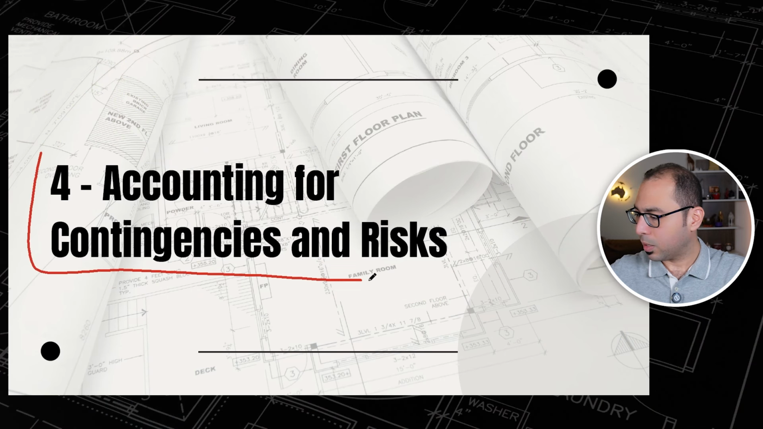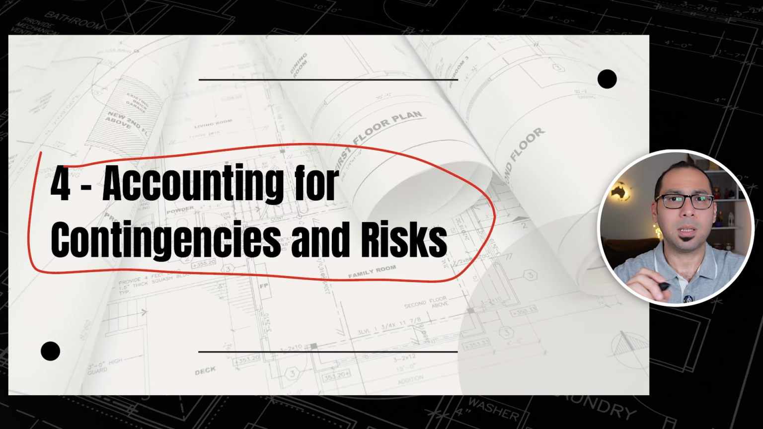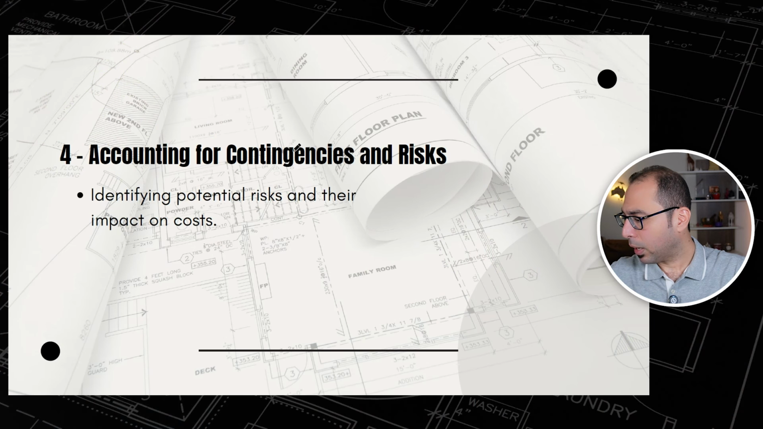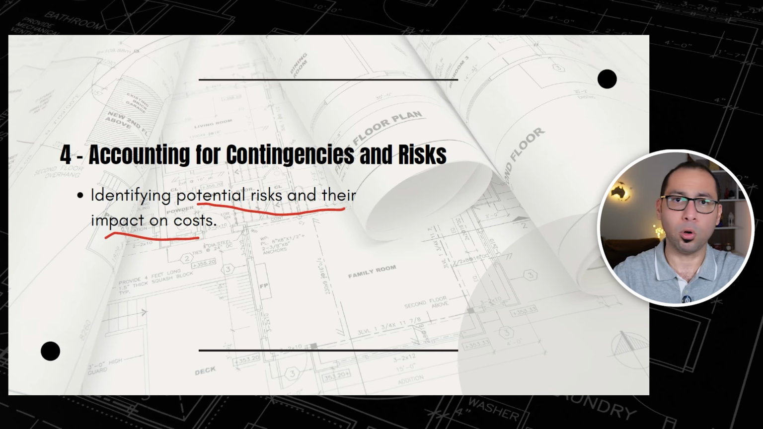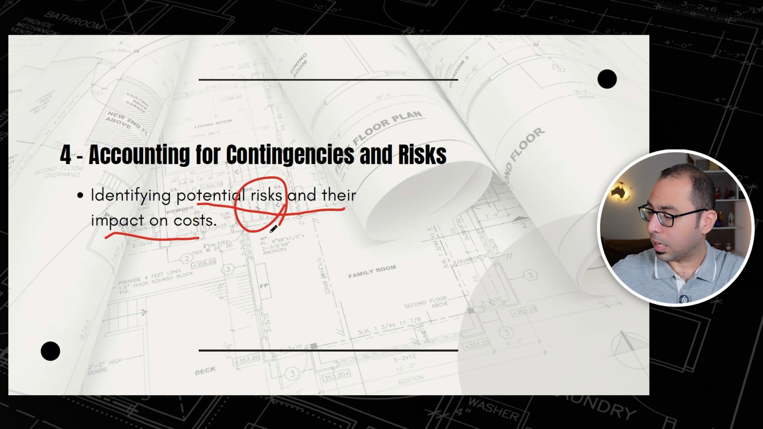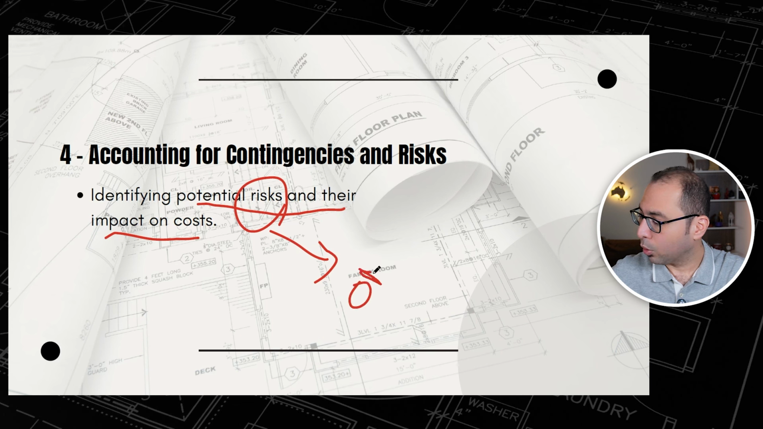Point number 4 here is accounting for contingencies and risks. And when we want to account for contingencies and risk, we need to identify potential risks and their impact on costs. And I know now you will say, Ahmed, what risks, man? You are just giving theoretical and all. What risk can be there? I can tell you one of the risks can be that you are working with a client who doesn't pay on time. So you will not get payment on time.